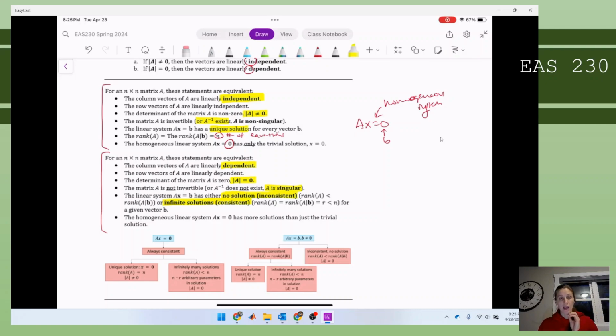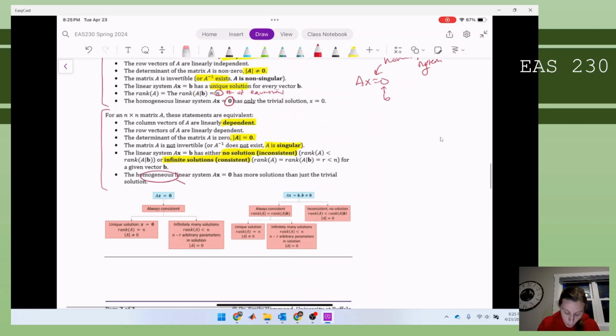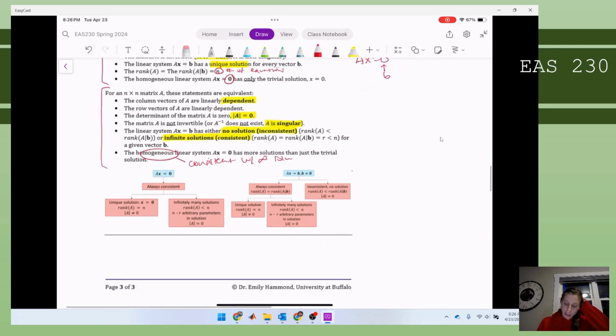And if I have the homogeneous system, so once again AX equals 0, then automatically it's going to be consistent with infinite solutions. And this information is summarized in this graphical thing down here. So over here I have my homogeneous system, where it's always consistent. If the determinant of A is not equal to 0, then my solution is going to be X equals 0. If the determinant of A is equal to 0, then it's going to be an infinite number of solutions.